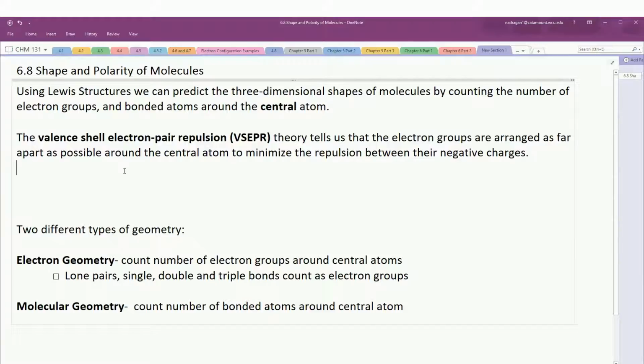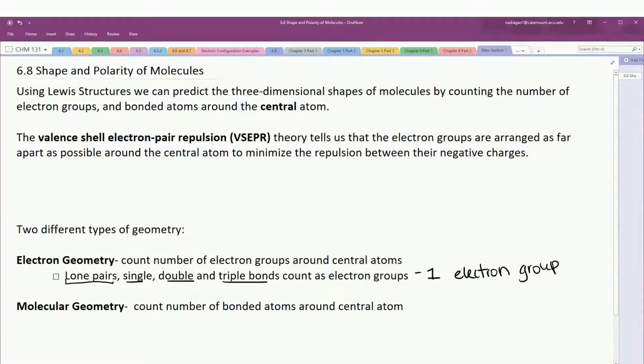There is electron geometry, where you count the number of electron groups around the central atom. Electron groups are lone pairs, single, double, and triple bonds. They all count as one electron group. There is also molecular geometry, where you count just the number of bonded atoms that are around the central atom.